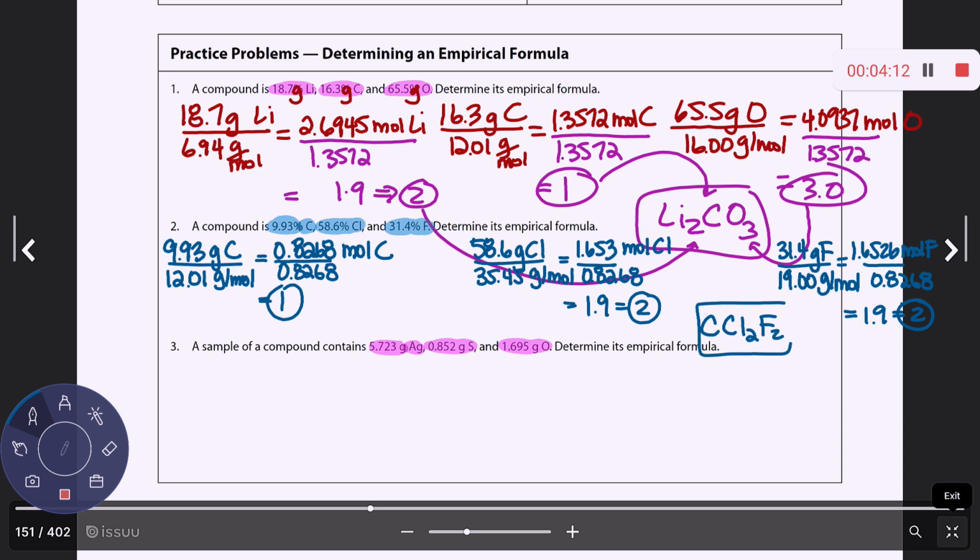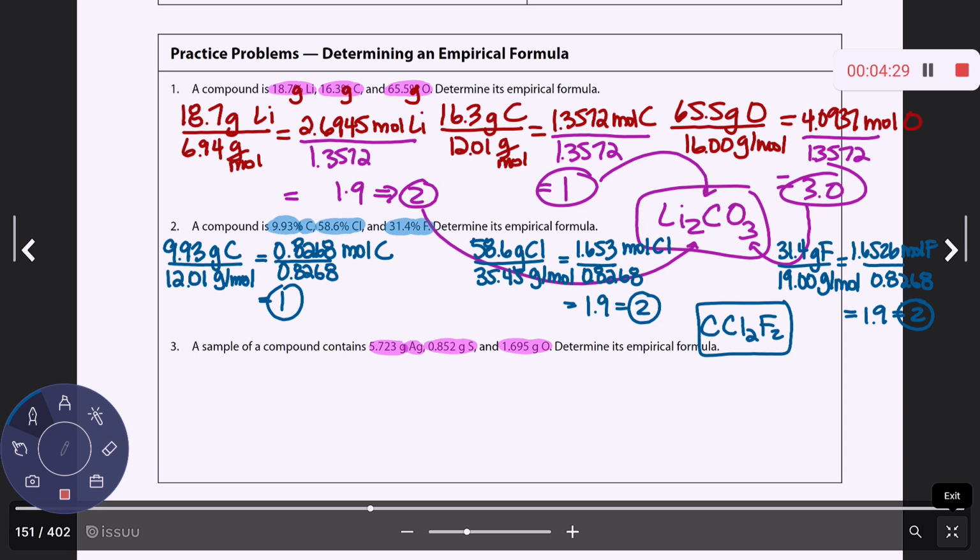CCl2F2? Yes. Generally, the order that they give these elements to you in the problem is the same order that you would write it in the chemical formula. Okay, so we're good. We don't need to do this one that starts with grams instead of percent.